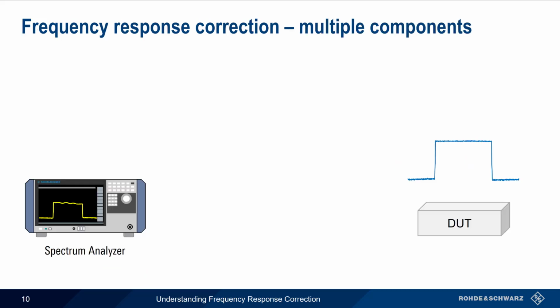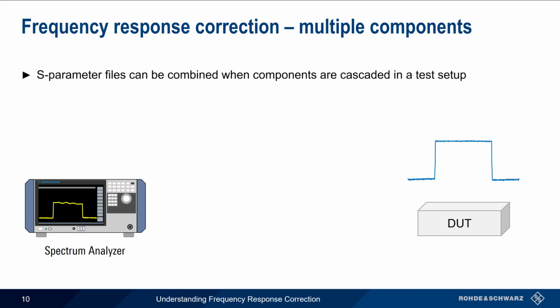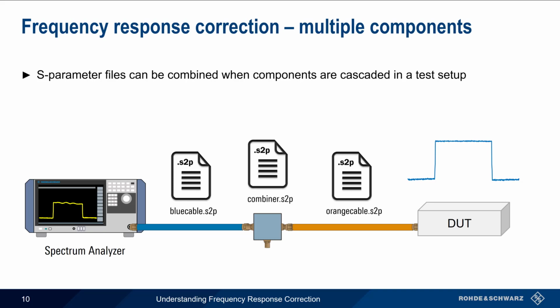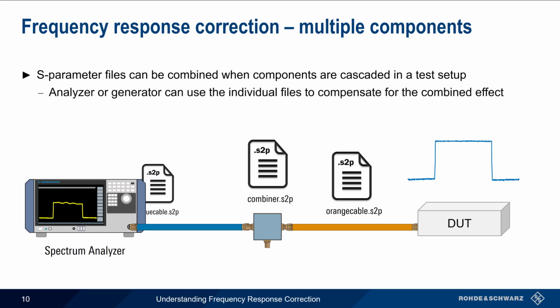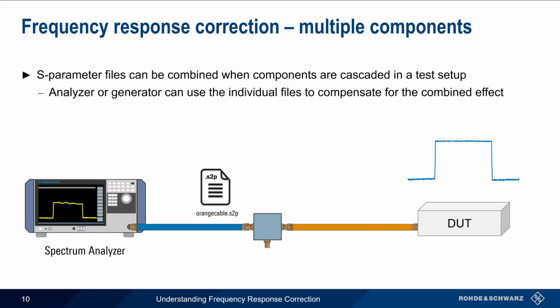One of the advantages of using S-parameters for frequency response correction is that the S-parameters for individual components can be combined. This is particularly important when components are cascaded in a test setup. For example, if our test setup consists of 2 cables and a combiner, the S-parameters for these 3 components can be individually measured using a VNA. An analyzer or generator can then use these separate S2P files to calculate and apply the necessary combined frequency response correction for the entire test setup. In this example, our analyzer is now able to correct for the effects of all 3 components and make accurate measurements of the DUT's input signal.